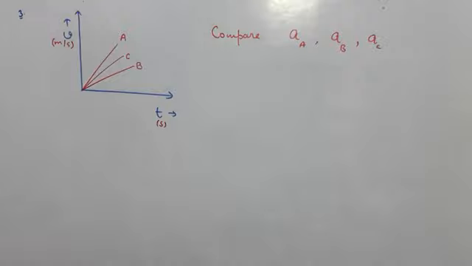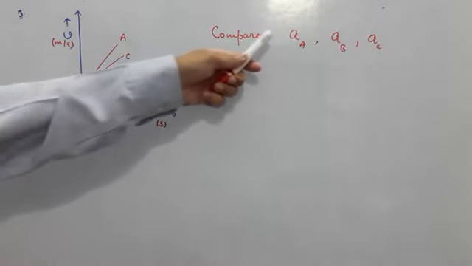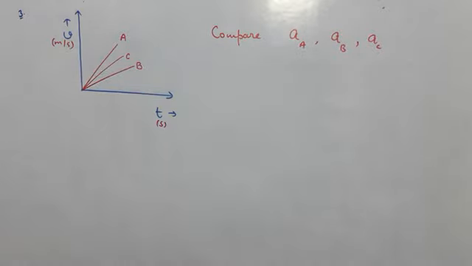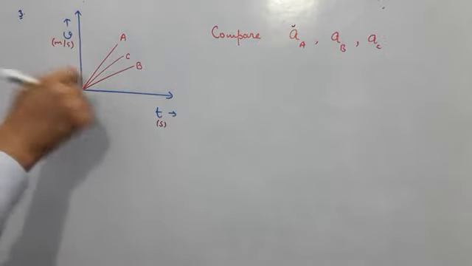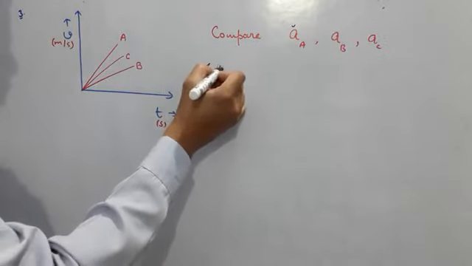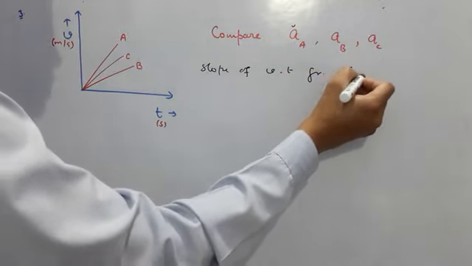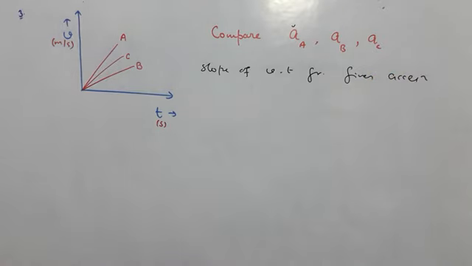The next one is a graphical question. Figure shows a VT graph for three particles A, C and B. You have to compare small a, that is acceleration, for the three particles A, B and C. Now we have to find acceleration and we are given a VT graph. You know that the slope of a VT graph gives what, students? It gives acceleration. We have to compare their accelerations, that means we have to compare their slopes.